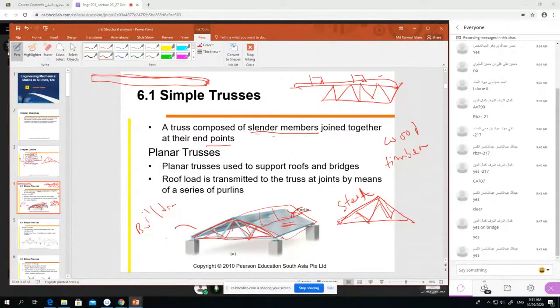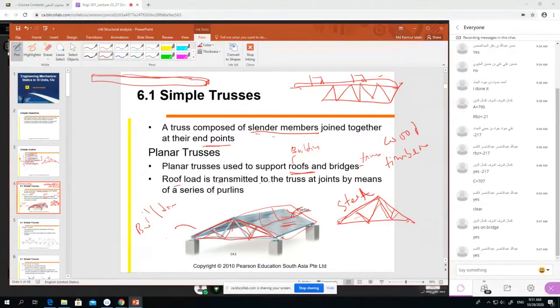This slender member is jointed together at the end points. So a planar truss is used to support roofs and bridges. The one used for the roof, as I told you, is called a building truss. Another, used in a bridge, is called a bridge truss. I will show the picture.